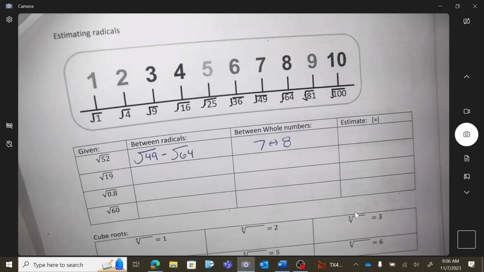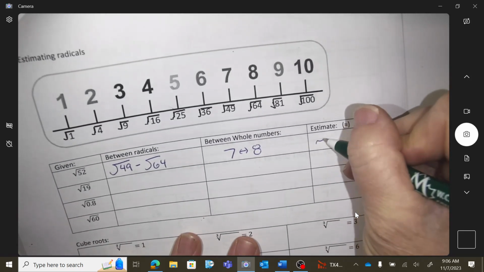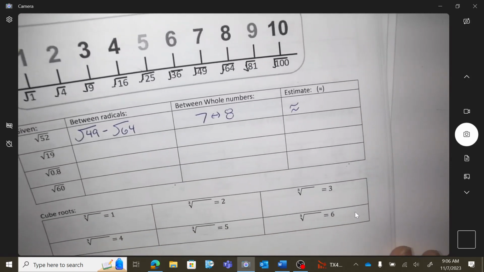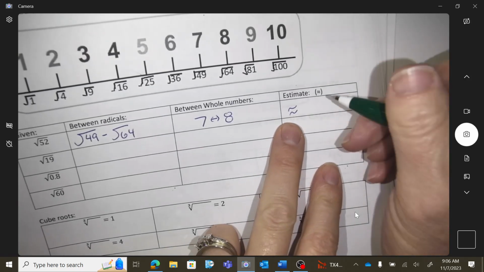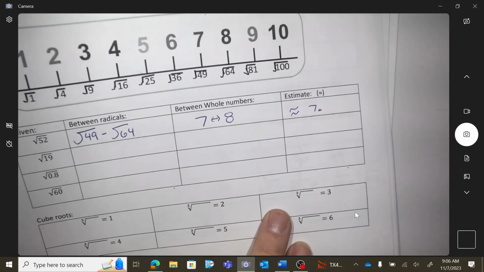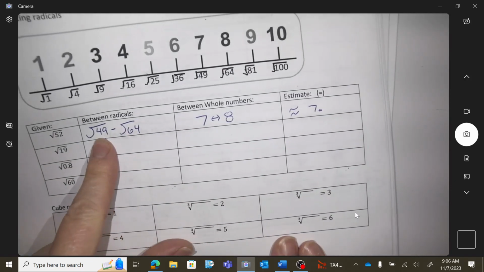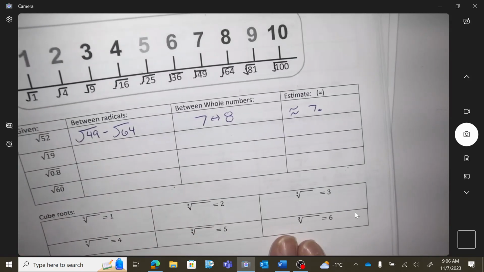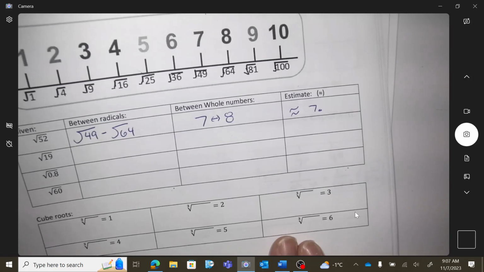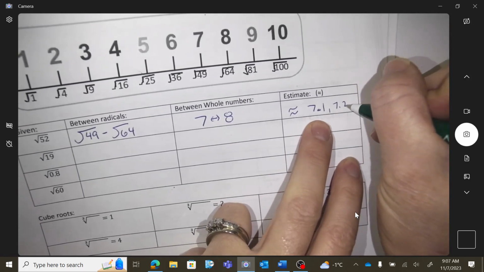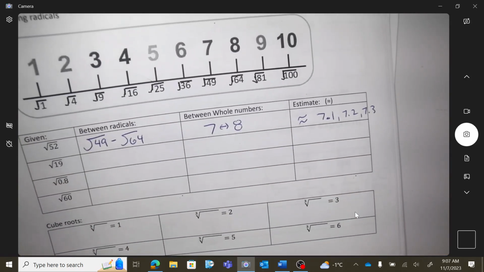So now we're going to guess the best to one decimal place. So this wavy equal sign means approximately equal to, because it's just a guess, 7 point. And now you got to guess. So what do you think 52 is closer to, 49 or 64? 49, so I'm thinking it's closer to the 7. So my guess would be something like a 7.1 or 7.2 or 7.3. Probably any of those answers would be acceptable. You can pick. If you had guessed any of those, I would mark you correct.